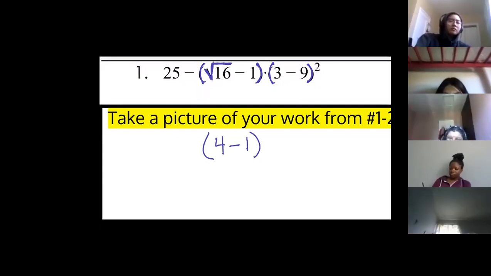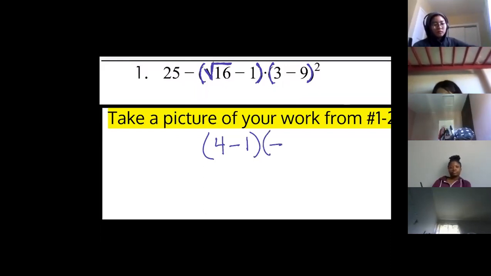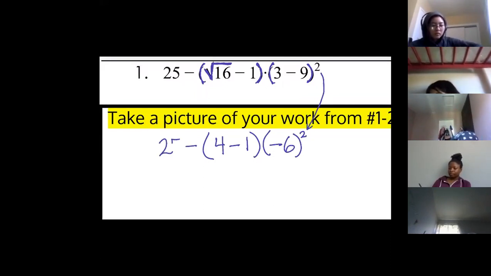Six. What kind of 6? Negative 6, yeah, like that. And then I'm going to bring down the 2 from before. And I'm going to bring down the 25 from before. Okay. So I'm going to keep working inside of my groups if I have them.